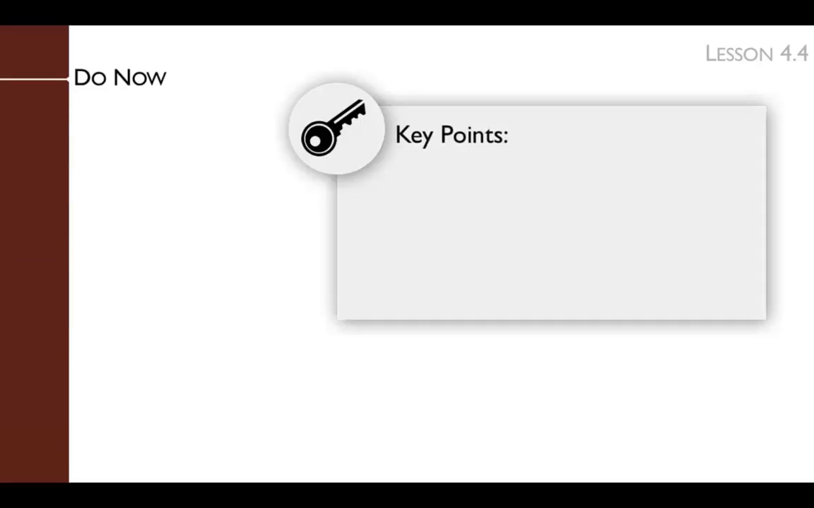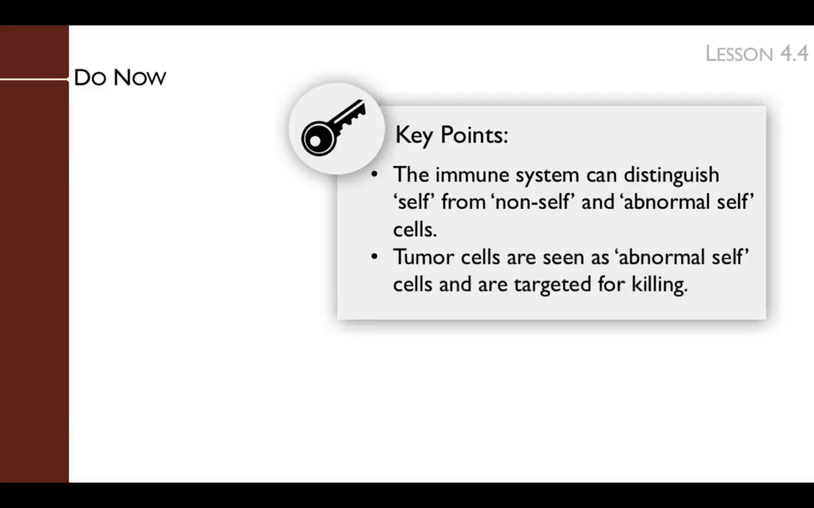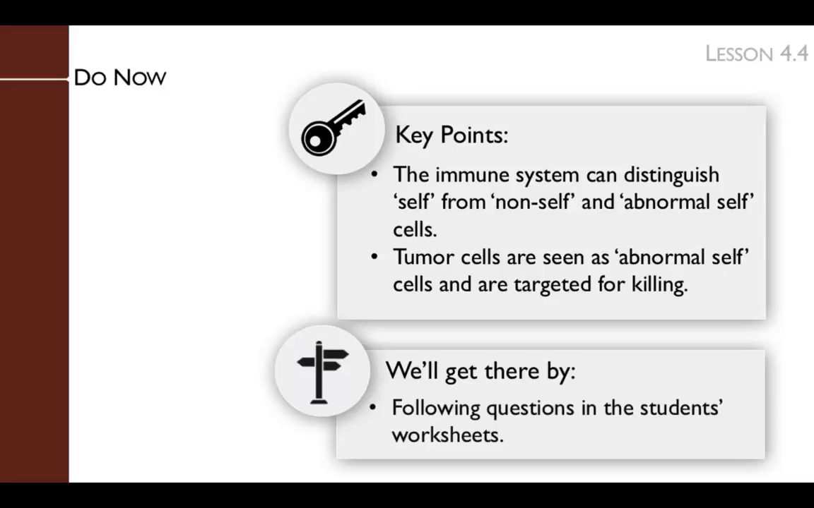The key points of the Do Now are that the immune system can distinguish self from non-self and abnormal self cells, and tumor cells are seen as abnormal self cells and are targeted for killing. We'll get there by following the questions in the students' worksheets.